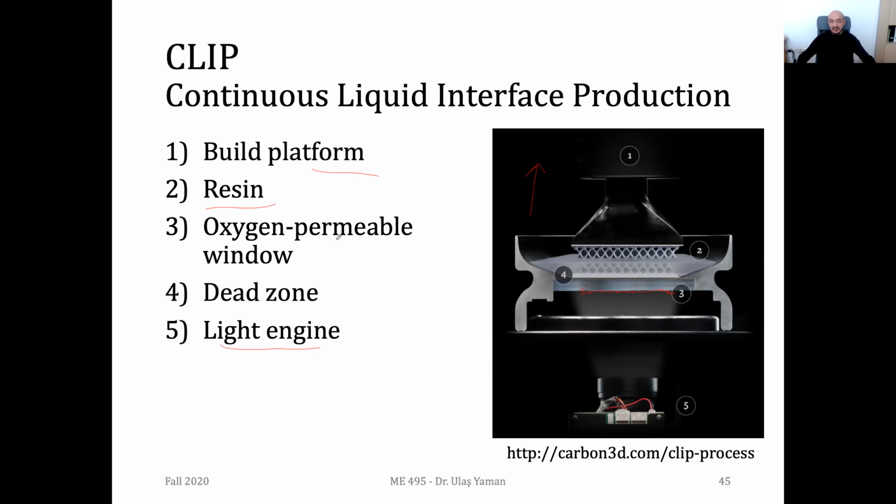And the difference with respect to the other mass projection systems is that they are using an oxygen permeable window. With the help of it, they adjust the amount of oxygen here, and they can control this process in a much better way. Their accuracy is much better, and they can make use of different resins. Their material range is larger. And another issue is that they have a kind of depth zone here. This is the depth zone, which means that we have polymerization performed here.